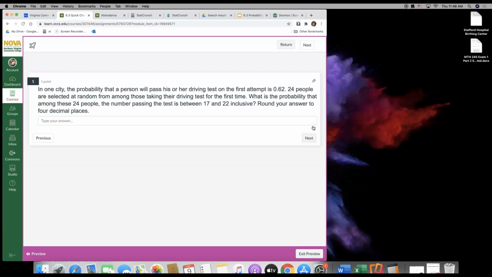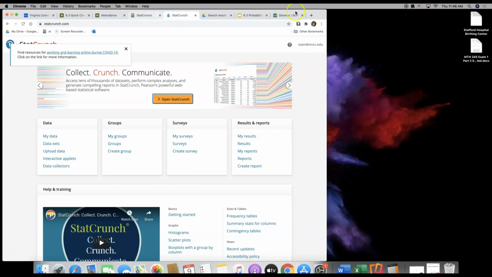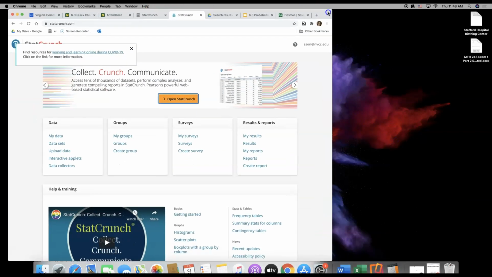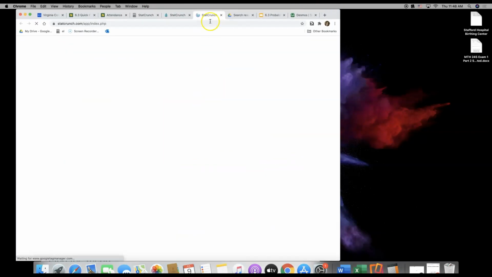Next, in one city, the probability that a person will pass his or her driving test on the first attempt is 0.62. Okay, I'm going to need a calculator for this one. Where did that go? Oh, okay, I'll open it again and I'll take it out over here.